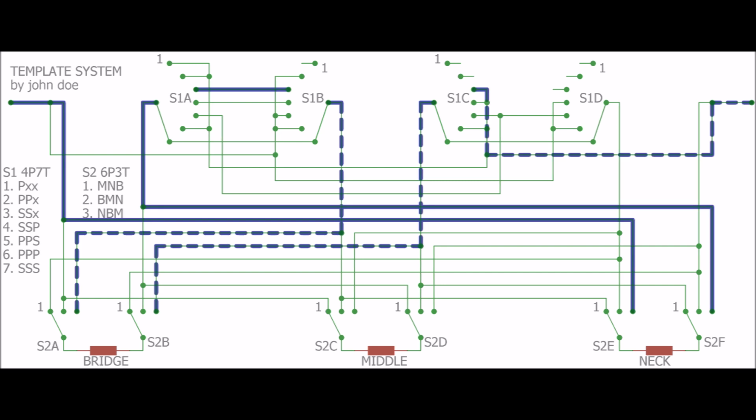First, we select the pickup pattern switch to SS, which may be configured as SSX, SXS, or XSS, depending on the design of the template selector, X being equivalent to no pickup connection. Assuming that the template selector is designed with an SSX configuration, as shown in the circuit diagram, the pickup position switch is then set to NBM. The bridge B and neck N pickups are thus connected in series.